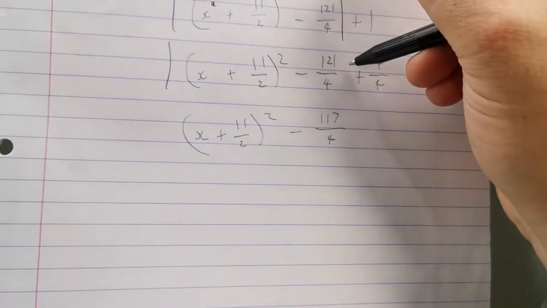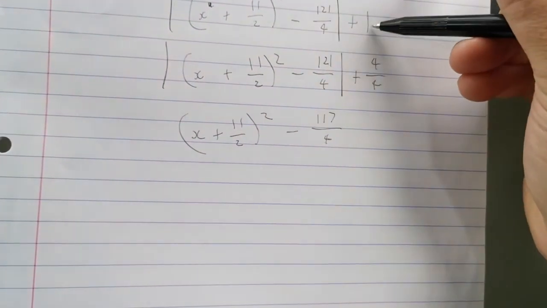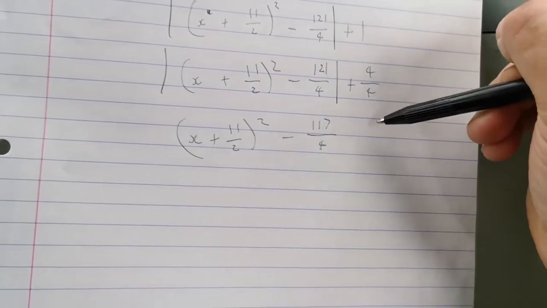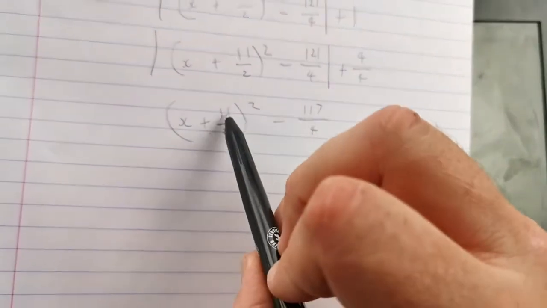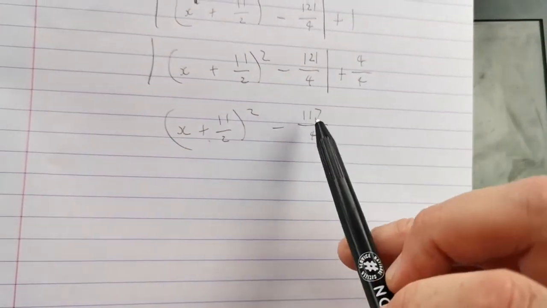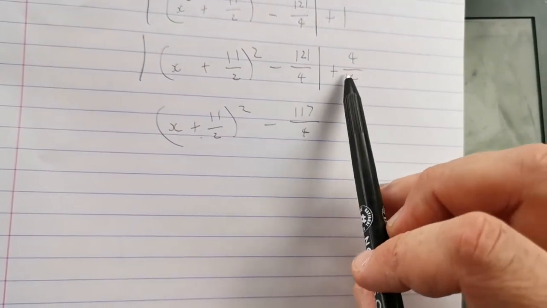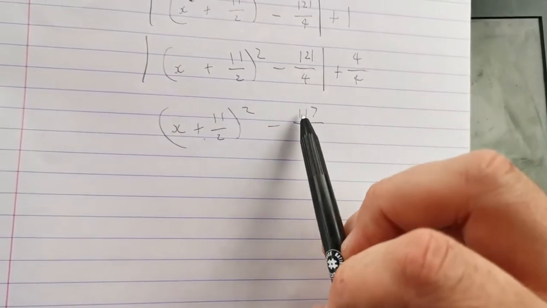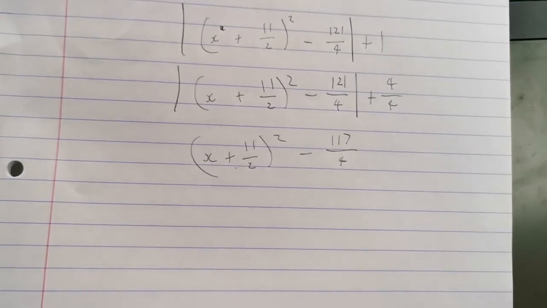All I've done in this stage, because it's fractions, is convert this plus 1 into plus 4 over 4, and I'm just going to add those fractions together. I've got x plus 11 over 2, squared, and then because I've added 4 quarters to minus 121 over 4, adding 4 on there, I get 117 over 4.